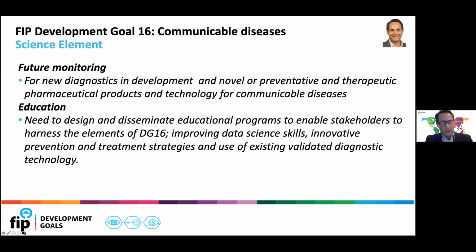With education, there's a need to design and disseminate educational programs to enable our stakeholders to harness the elements of Development Goal 16: improving data science skills, innovative prevention and treatment strategies, and the use of existing validated diagnostic technologies.